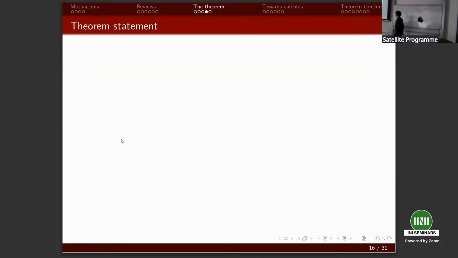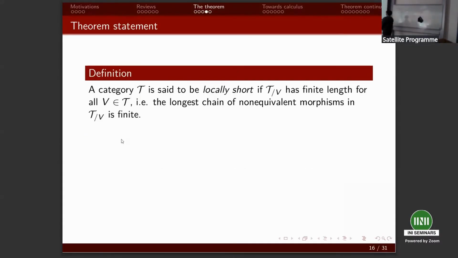Right, so that's that. Now I'm going to introduce one more word before I can at least say precisely what the theorem says. The category T is said to be locally short if T sliced over V has finite length for all V, i.e., the longest chain of non-equivalent morphisms is finite. An example of this is the orbit category. In fact, this is globally short because the category has finitely many morphisms of the orbit.